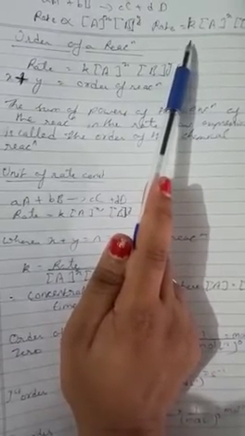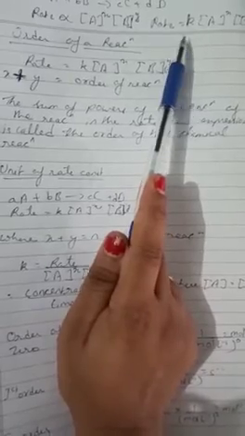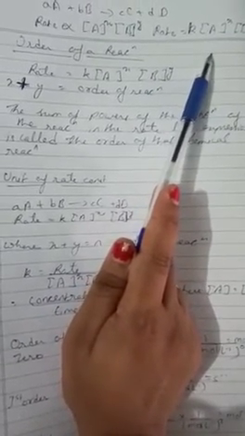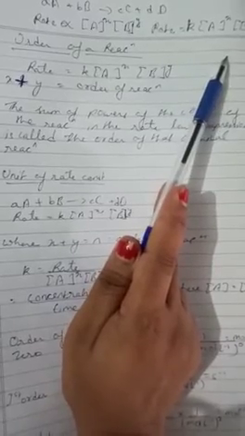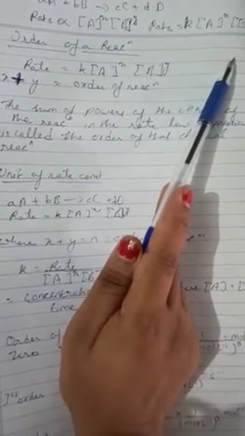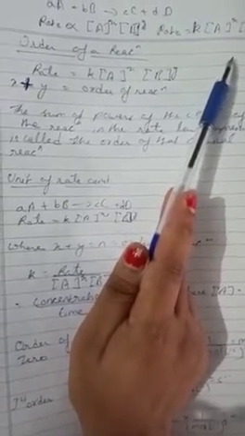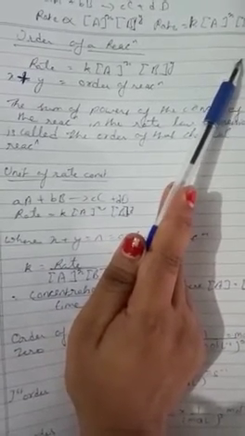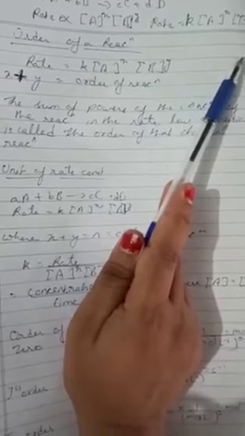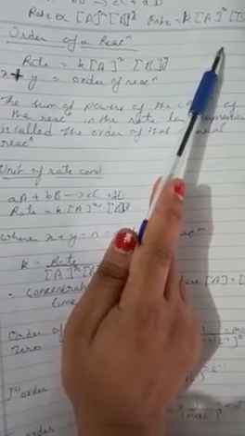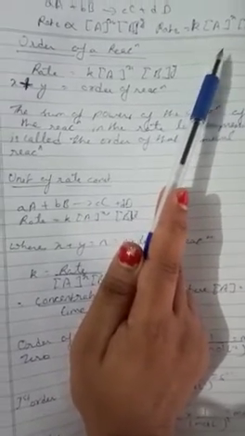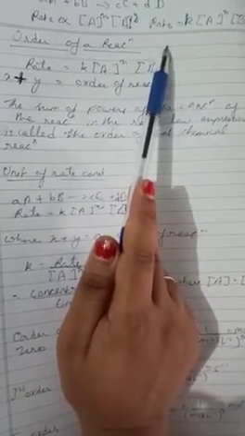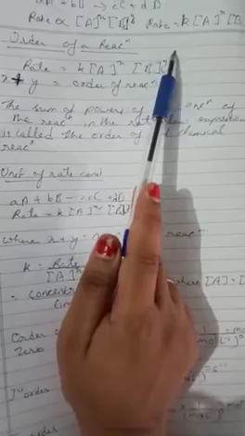Thus this rate expression, or rate law, is the expression in which the reaction rate is given in terms of molar concentration of reactants, with each term raised to some power which may or may not be the same as the stoichiometric coefficient of the reacting species in a balanced chemical equation. So this is what the rate law expression is all about.